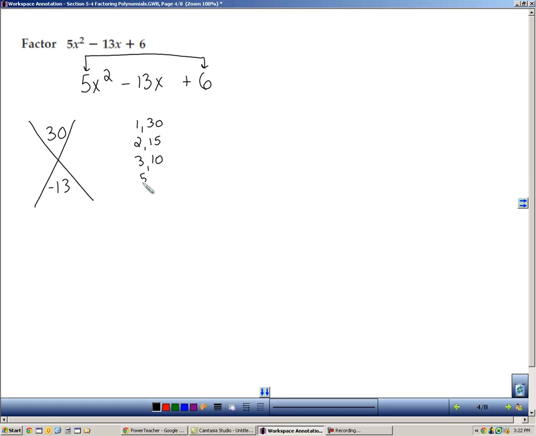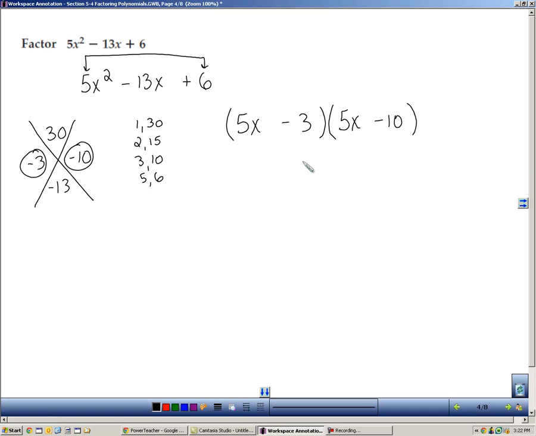3 and 10, and then 5 and 6. And now look at those factors and think, how can we arrange these numbers with the signs to get a negative 13? Well, it looks like a negative 3 and a negative 10. So those are my two factors that I'm going to use. Now, because the leading coefficient is not a 1, I'm going to use 5x in both of my binomials. And then the factors in back I'm going to use are minus 3 and minus 10.